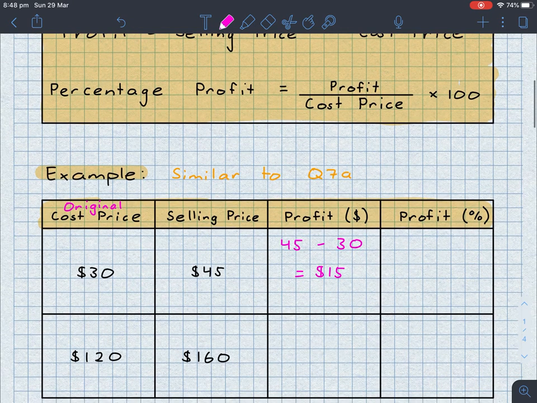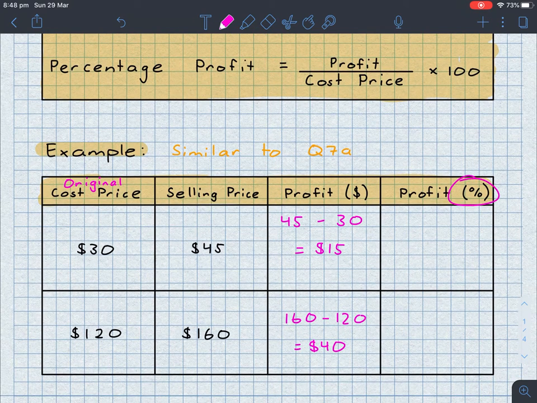We'll do the same in the second row. Let's say we have a chair worth $120. So the shop buys it for $120, but when they sell it for $160. So you might be able to just look at that and say, oh, well, they've made $40. Or you can say 160, take away 120. So what they sold it for, take away what they paid for it, is $40. So to work out profit in dollars, we're just minusing.